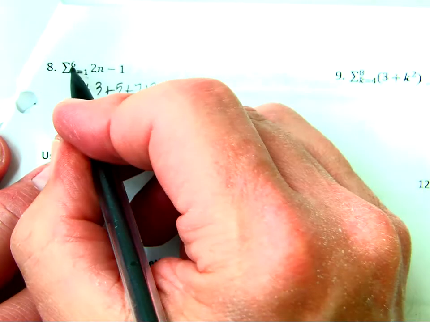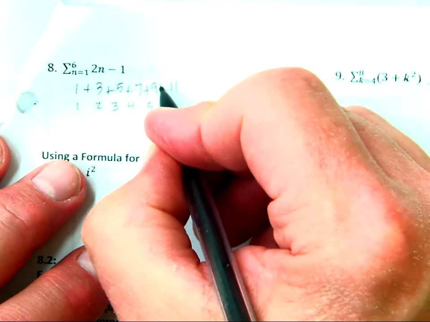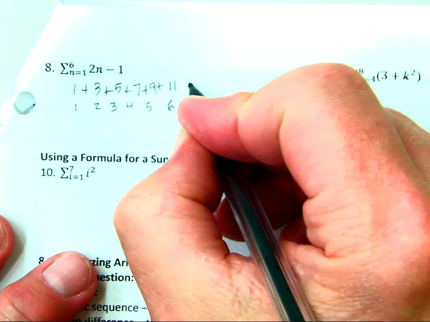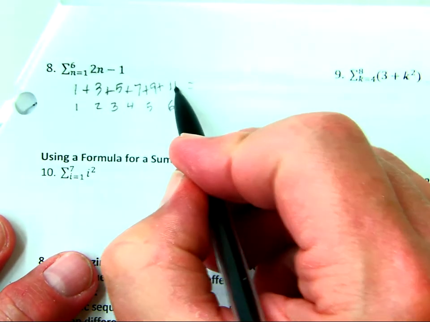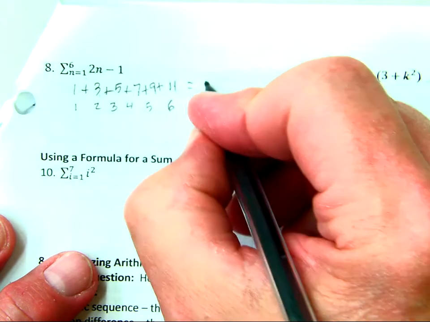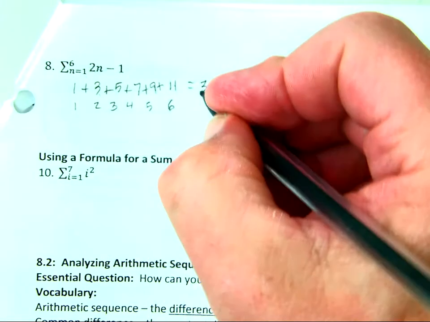Notice 6 was on top, 6 is here, so that tells us where to stop right there. Now, to find the sum, we just add those together. Let's see, 11 and 9 is 20. 7 and 3 is 10, that's 30, plus 6 more, looks like 36.